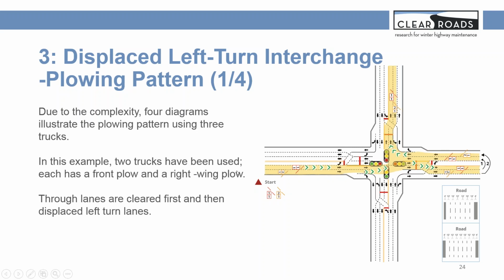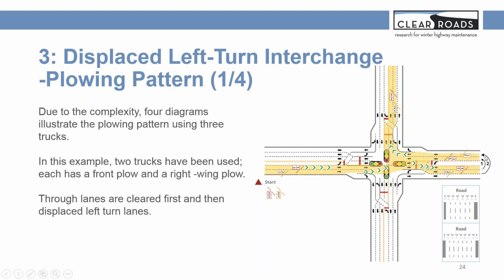The through lanes will be cleared first, and then the left turn lane. So truck 1 and truck 2 stay in formation. Truck 2 is slightly behind truck 1, so the two are together. They start from here and clear the 2 through lanes on the eastbound. They proceed to cross the intersection and then continue to clear the left and middle through lanes on the other side.